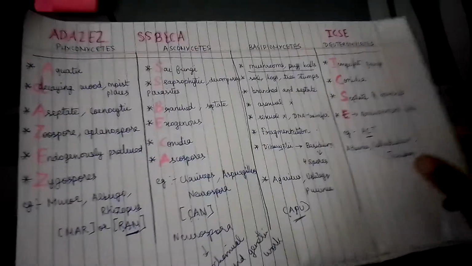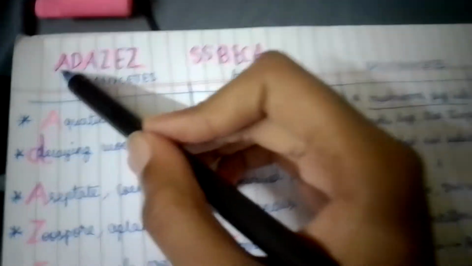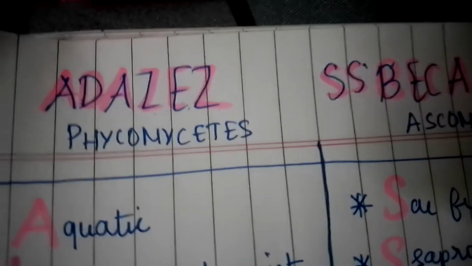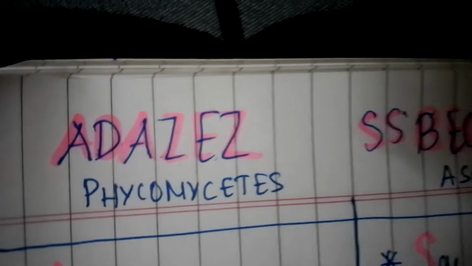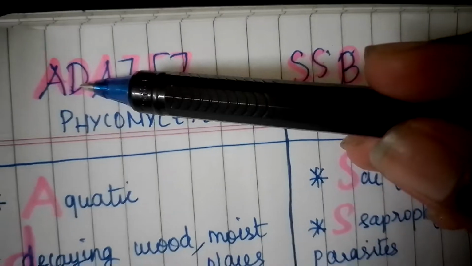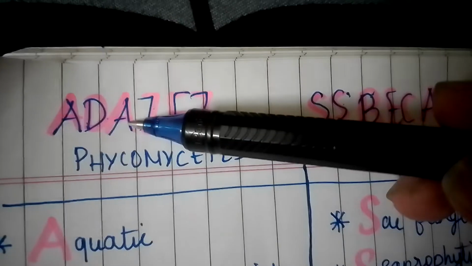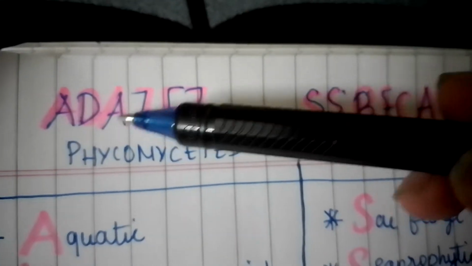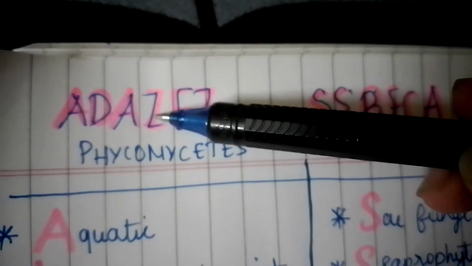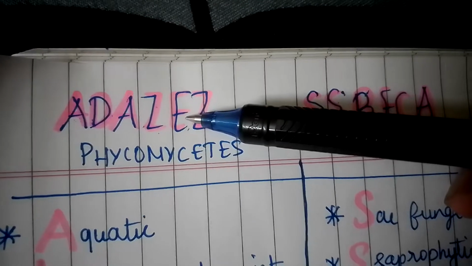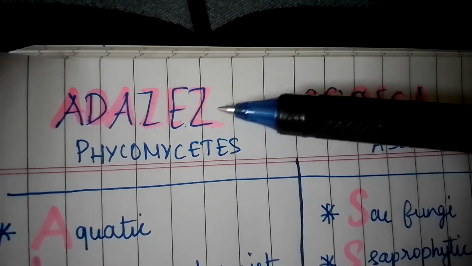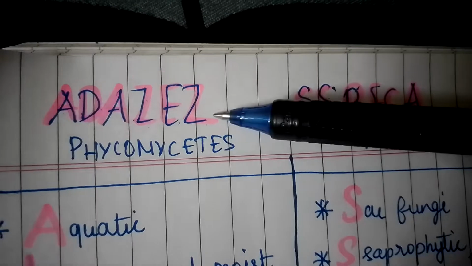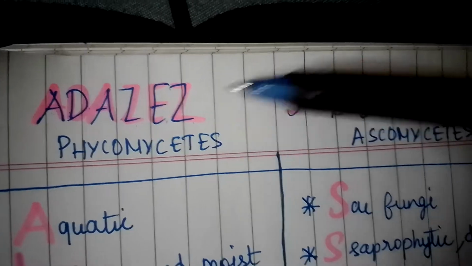Let me take a quick revision for you guys. For the first group, A is for aquatic, D for decaying wood and moist places. A is for aseptate and coenocytic, Z is for zoospores and aplanospores, E is that they are produced endogenously, and Z is zygospores, which are formed by fusion of 2 gametes.